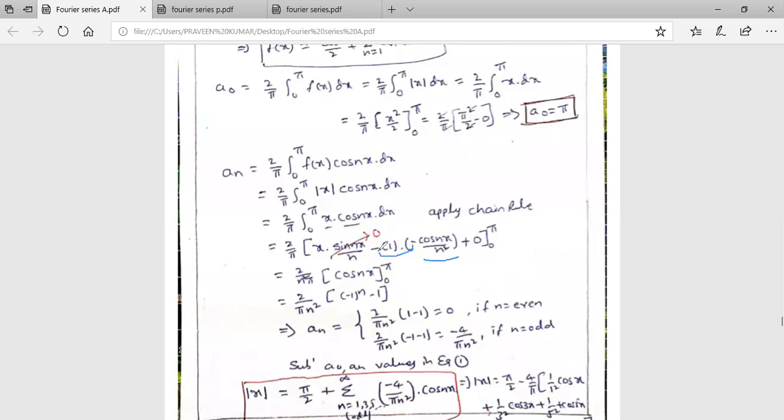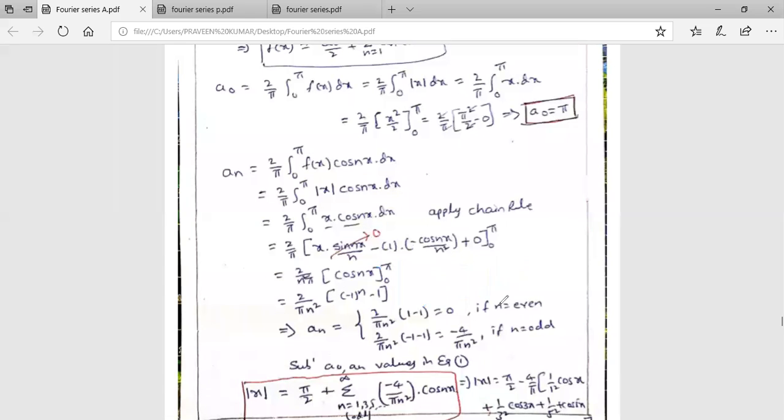So minus of minus, it will be plus. So cos nx, this n square I have taken out. So therefore 2 by n square into pi. So cos nx, substitute the limits. So upper limit is cos n pi. So cos n pi we know very well. So cos n pi is nothing but minus 1 power n, minus, if you substitute the lower limit, cos 0. So cos 0 is 1. So cos n pi is minus 1 power n, cos 0 is 1.